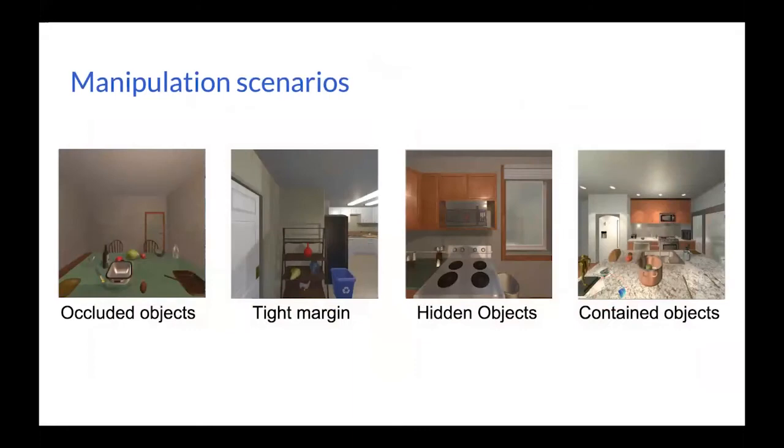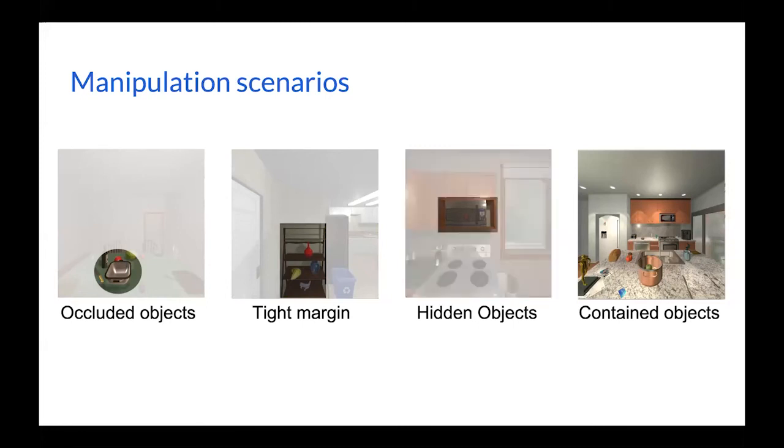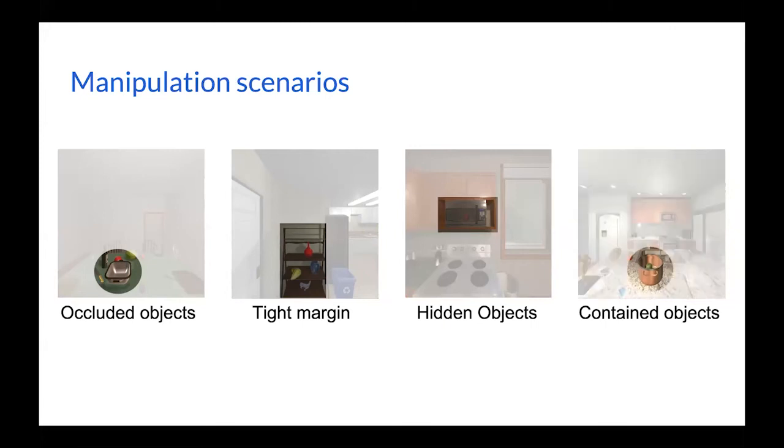There are multiple interesting manipulation scenarios. For example, sometimes the objects can be occluded. Here the tomato is behind the bowl. To reach the tomato, we need to move the bowl. Sometimes there's a tight margin. There are objects on the shelf, so if we want to reach those objects, we need to be careful not to hit the shelf and not to hit other objects on the shelf. Sometimes objects are hidden inside other objects, or contained within other objects, so it requires fine-grained manipulation so we can reach the object of interest.